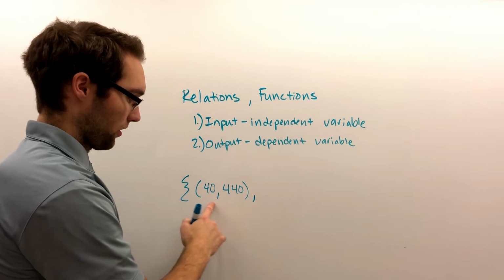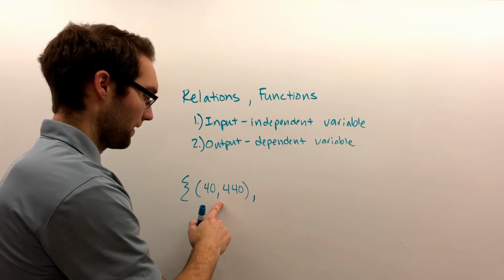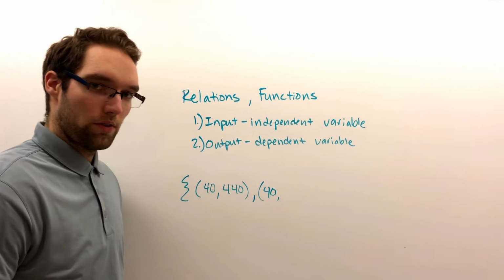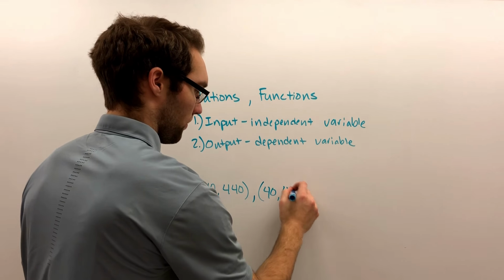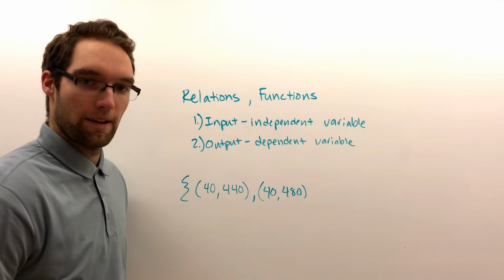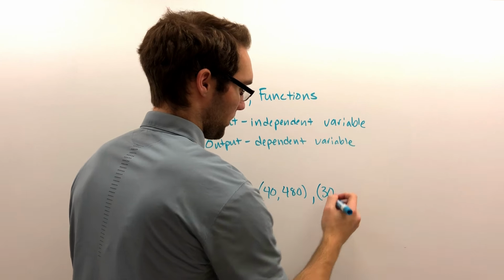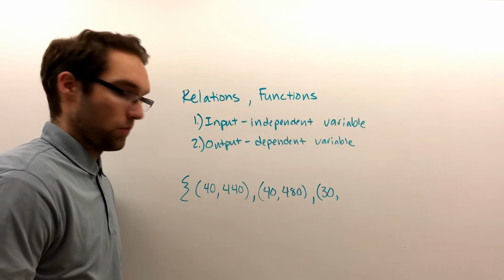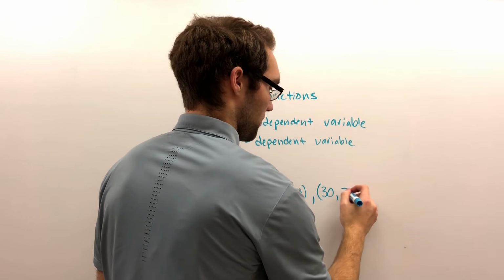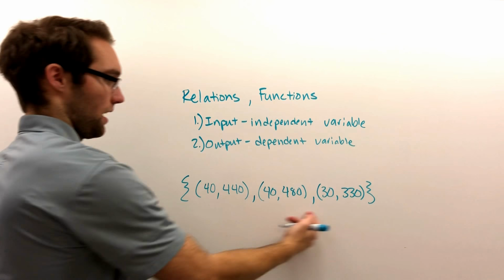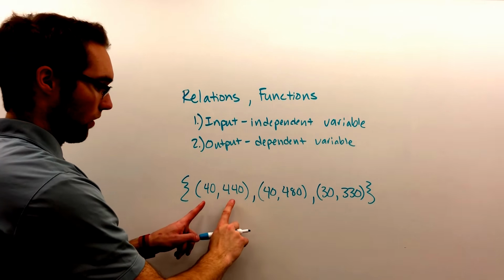And then we put another comma. There's a lot of commas in this, I know. So what if someone else who works 40 hours in a week makes $12 an hour? Well, they would make $480 in 1 week. And then maybe you have someone who works a part-time job. They work 30 hours a week, and they make that minimum wage $11. So they make $330 a week. So this would be a relation.